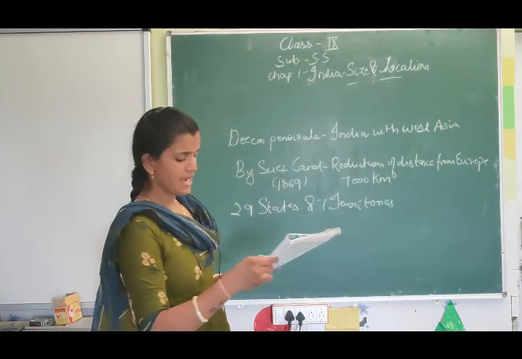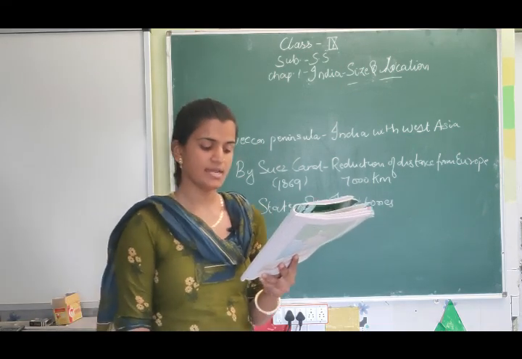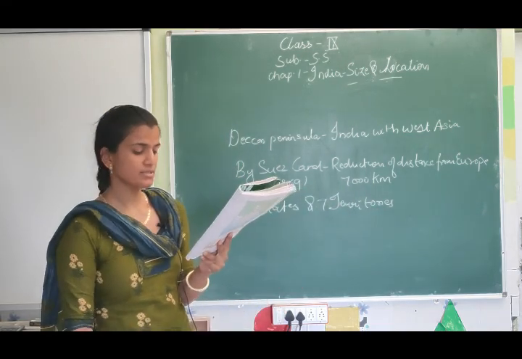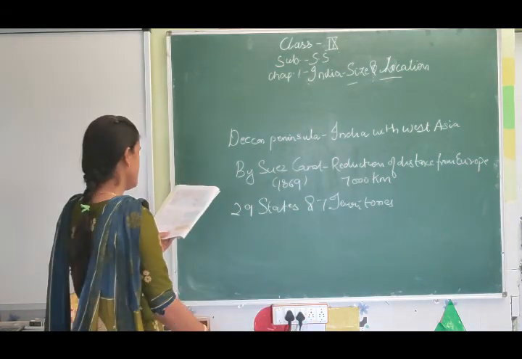India shares its land boundaries with Pakistan and Afghanistan in the northwest, China, Nepal and Bhutan in the north, and Myanmar and Bangladesh in the east. Now these are the neighboring countries of India.